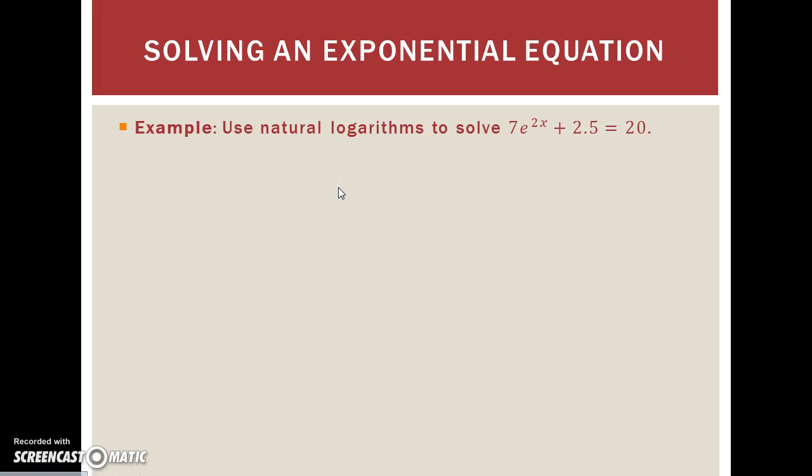Next up, we're going to be solving an exponential equation. Here it's exponential because you can see an exponent with a base of e, so we've got to get x down from its high shelf up there in order to find out what it is. First thing we want to do is try to isolate that e to the 2x. So we're going to move 2.5 over, subtract it from both sides, and then divide each side by 7. So now we've isolated e to the 2x.